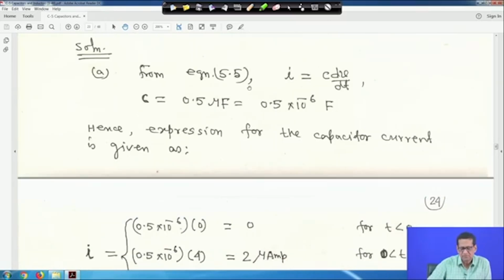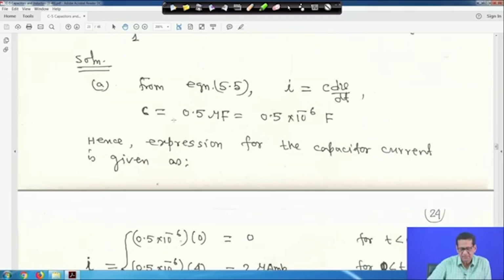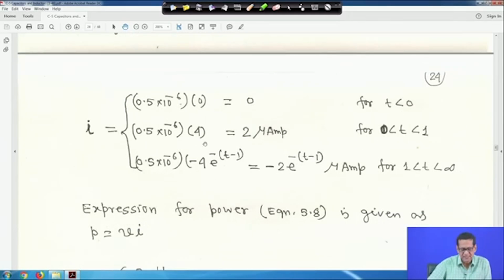Look, we know from equation 5 that i is equal to C into dv by dt. C is given as 0.5 microfarad, that is 0.5 into 10 to the power minus 6 farad. Hence, the expression for the capacitor current is given as follows: for each interval you apply C into dv by dt. So, in the first case the voltage was 0, so C into dv by dt is 0. So, it is 0 for t less than 0, and then in the second case, in between 0 and 1, v(t) is equal to 40.